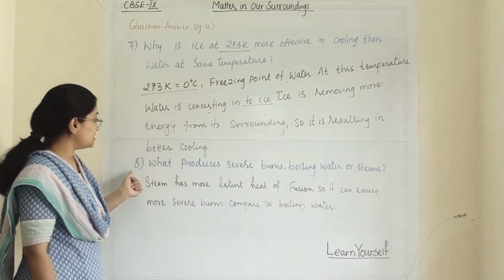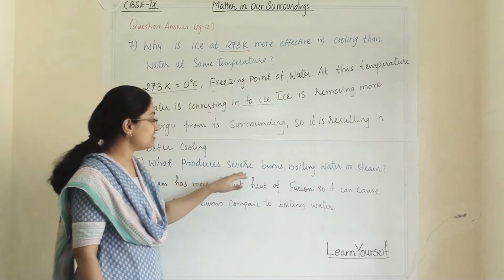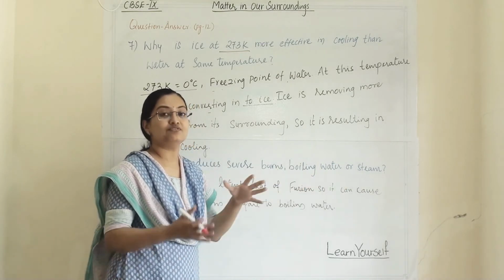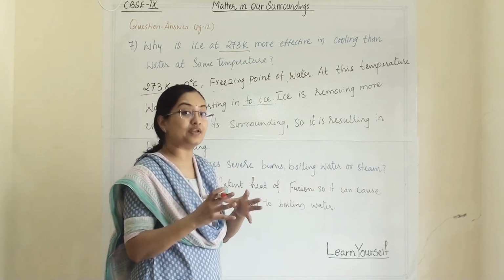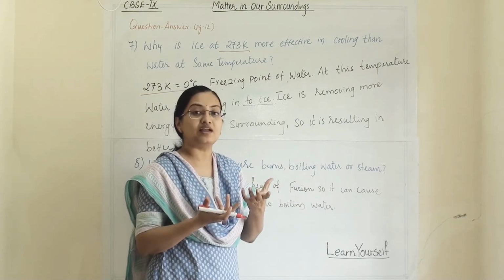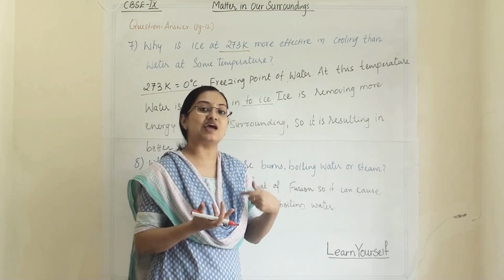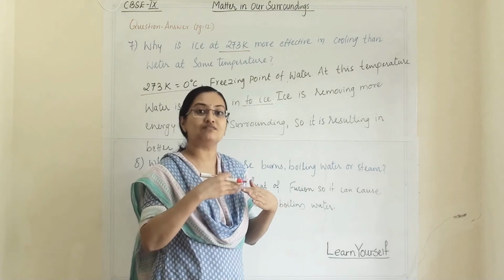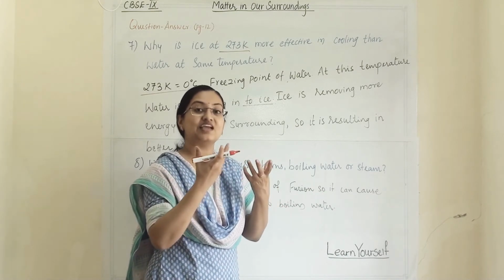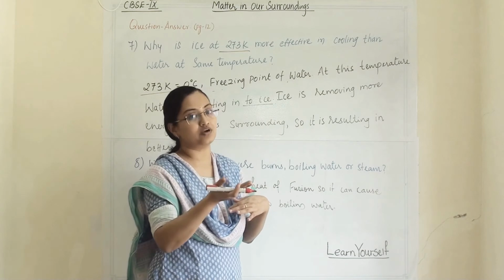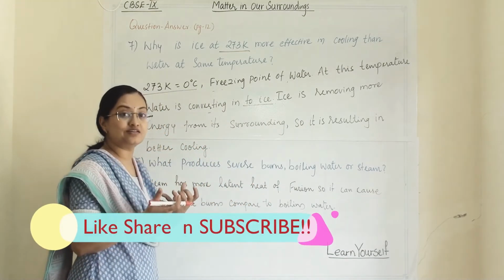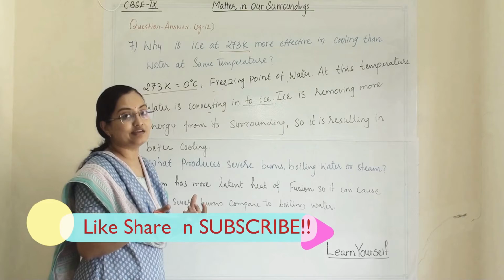Next question is, what produces severe burns, boiling water or steam? So here we have to compare the temperature of boiling water and steam. We know that water boils at 100 degrees Celsius, and whatever has been converted into vapor phase has gained more energy while converting into the gaseous state. So definitely the energy will be more in steam.